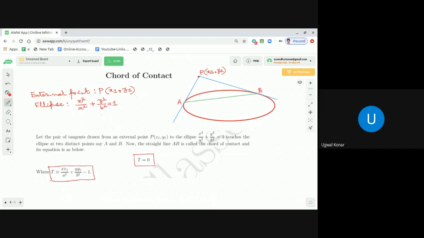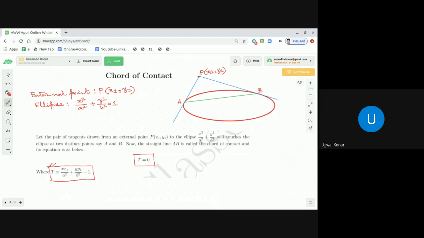And if you recall, x1 by a square plus y1 by b square minus 1 equal to 0 is the equation of the tangent to the ellipse x square by a square plus y square by b square equal to 1 at the point (x1, y1), which is on the ellipse. Then we can say that expression, T equal to 0, is the equation of the tangent. But here the case is completely different, dear students.